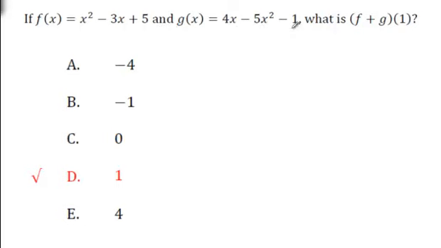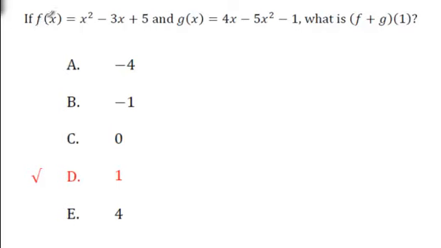Now, if f of x equals x squared minus 3x plus 5 and g of x is equal to 4x minus 5x squared minus 1, what is f plus g of 1? Now, f plus g of 1, let's just ignore the 1 for now, okay? Let's just hide it, and let's do f plus g.